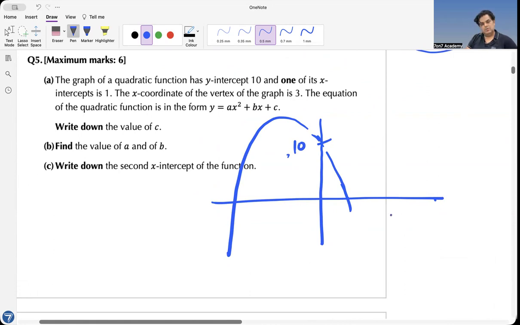But then the x-coordinate of the vertex of the graph is 3. Then it's a wrong question, that's what I thought yesterday. It can't be like this, it would be -3. Otherwise it won't work, so the question may be wrong. How would it work?